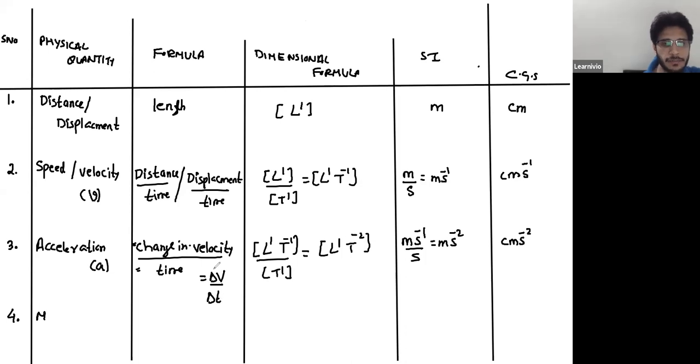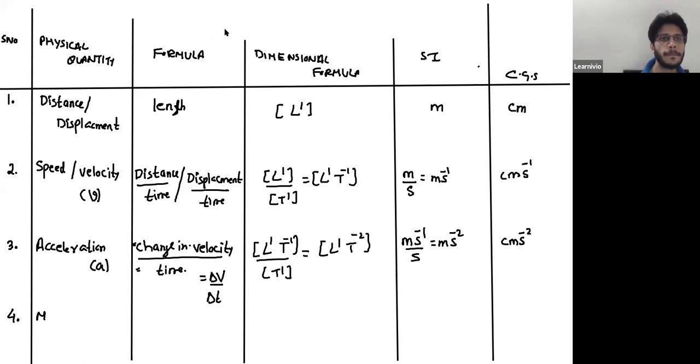Time is delta t. When we write dimensions, the dimensional formula of change in velocity is L1 T minus 1. The dimensional formula for time is T1. So the combined is L1 T minus 1 divided by T1, so the dimensions get subtracted. So minus 1 minus 1 is minus 2. When you divide two quantities, then dimensions get subtracted. So L1 T minus 2. The SI unit is meter per second by second, that's meter per second square. And CGS is simply centimeter per second square.